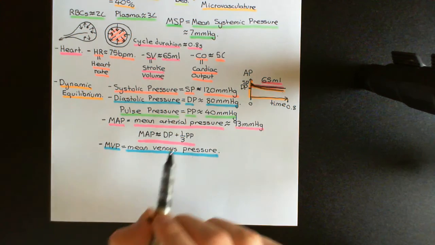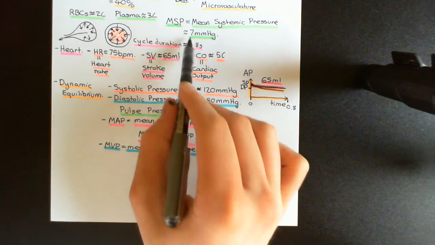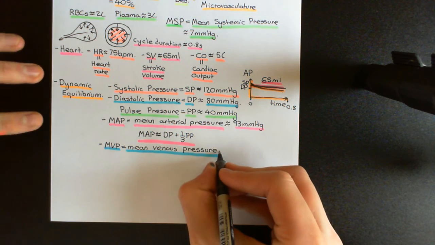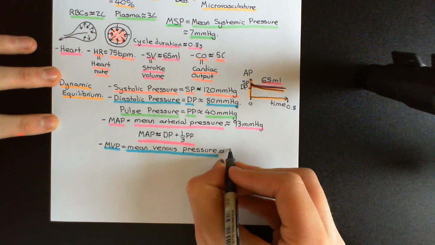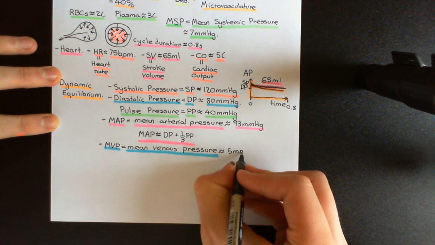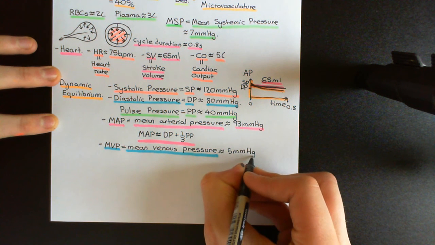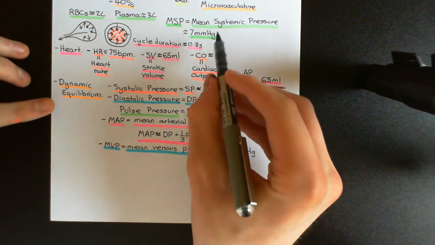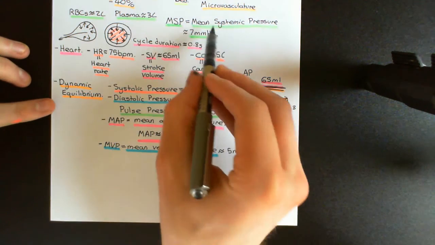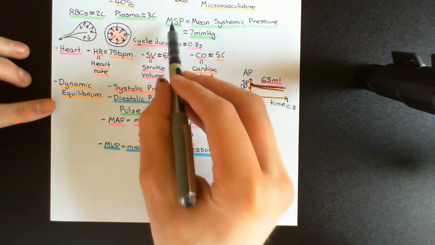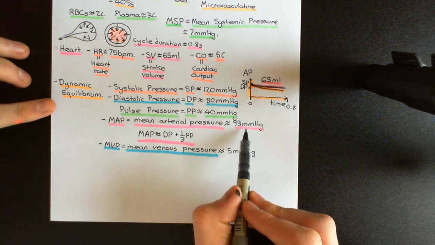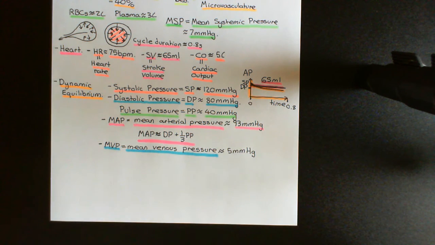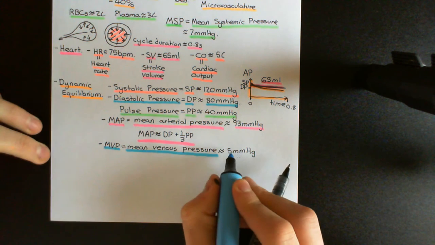Mean venous pressure is not going to be that much of a drop from mean systemic pressure, and generally at this dynamic equilibrium it's going to be around 5 millimeters of mercury. So now you might be wondering, well, how have you raised mean arterial pressure so much, i.e. from 7 millimeters of mercury, which is what it was in the initial state, to 93 millimeters of mercury, and yet you haven't dropped mean venous pressure that much at all?